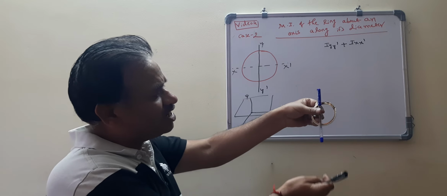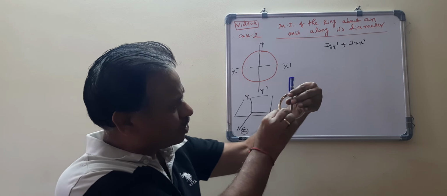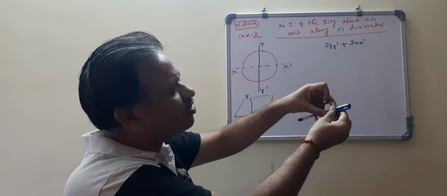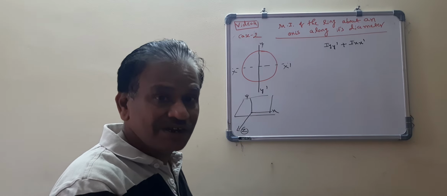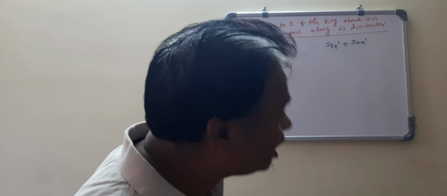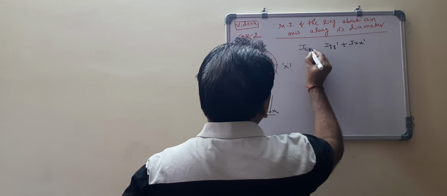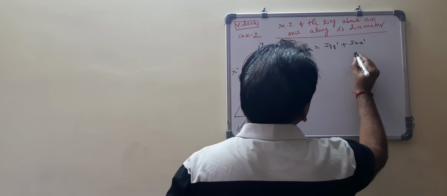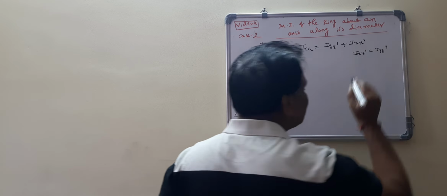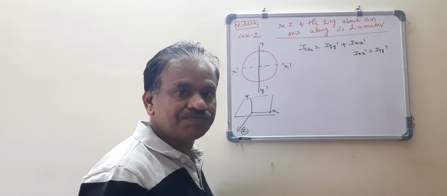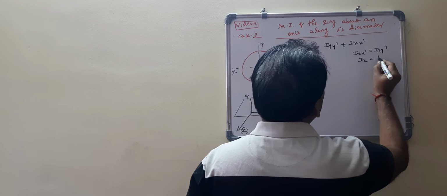Here it is immaterial whether you are rotating the ring like this or like this, because it is symmetric. So that moment of inertia, this is I of CZ. But here I of x dash equals I of y dash. Or else I can write Ix equal to what?